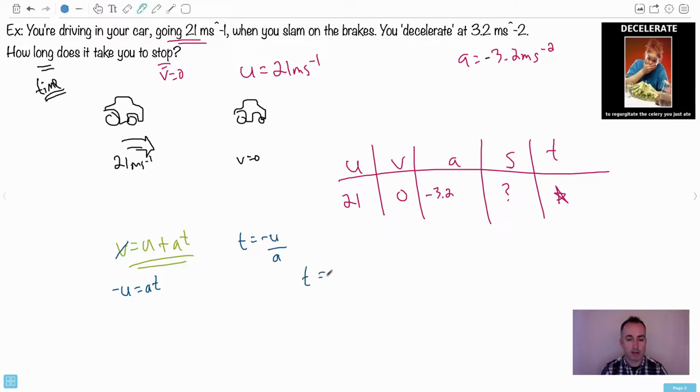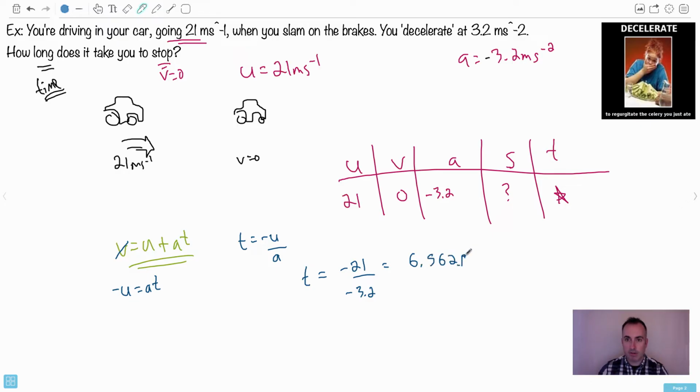So in this case here, the time is going to be negative U, which is 21 meters per second, over A, which is, remember I called it negative 3.2. So see, it works out. The time isn't negative. If you're really careful with this stuff, units will always work out. In this case here, you get 21 over 3.2, which is, what's that? I'm using my trusty calculator here. I get an answer of T equals 6.5625.